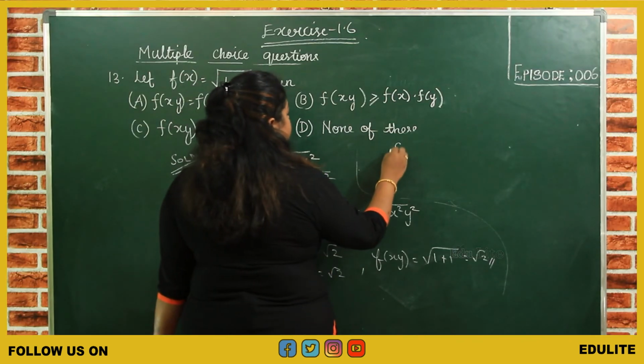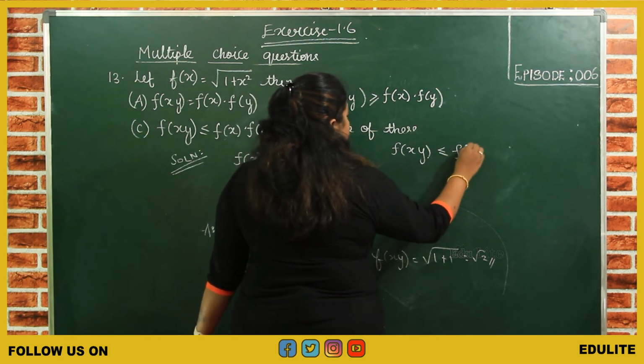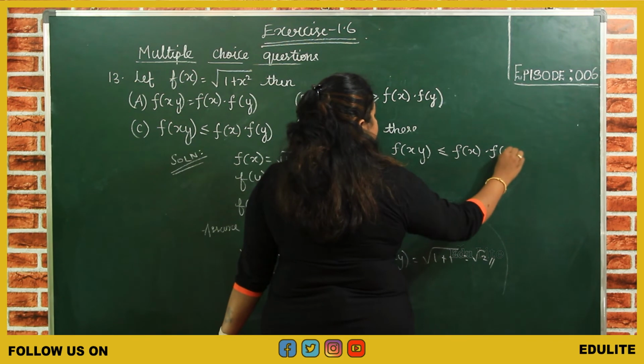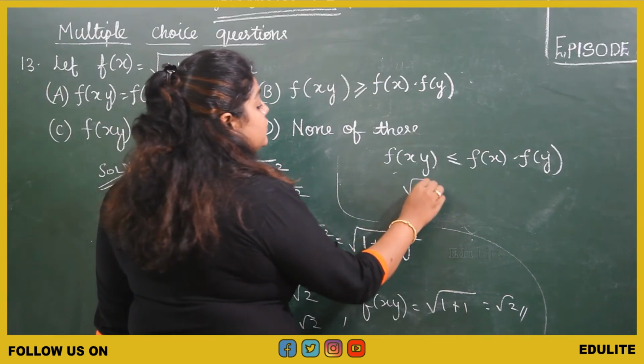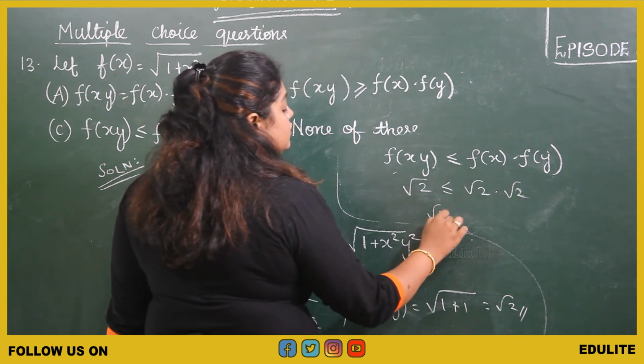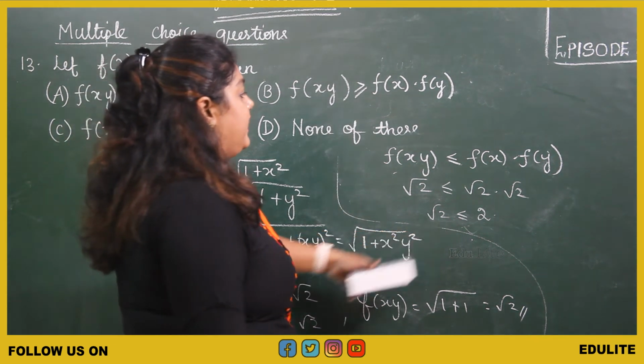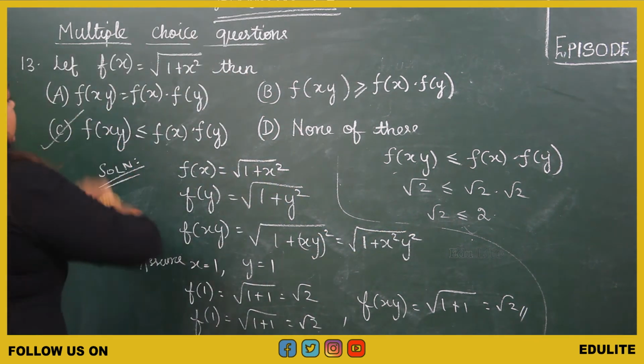Let us check the third option, f of xy is less than or equal to f of x into f of y. F of xy is root 2, f of x is root 2, f of y is root 2. Root 2 is less than or equal to 2. Yes, this condition is satisfied. Therefore, the third option is the right answer.